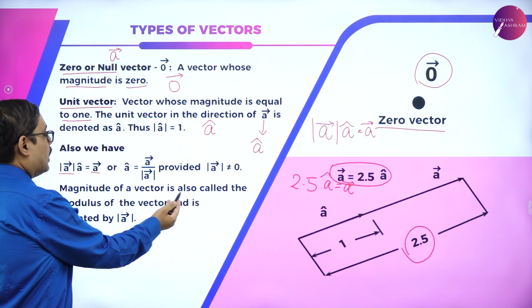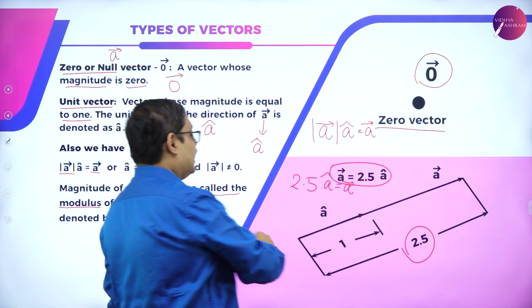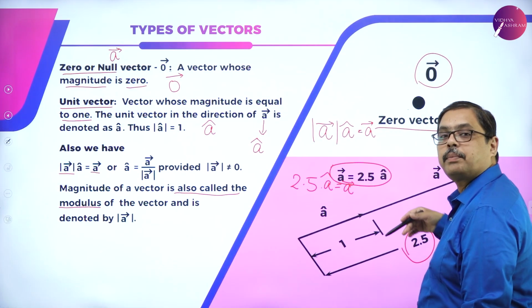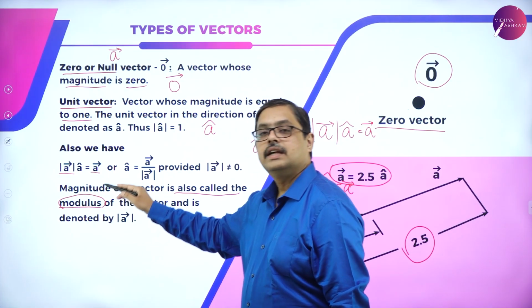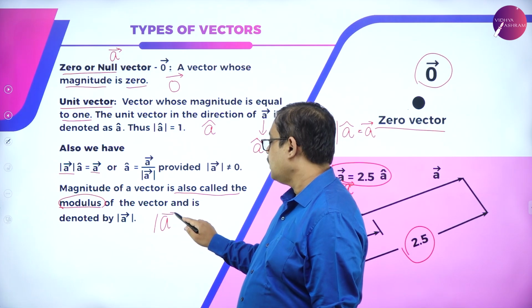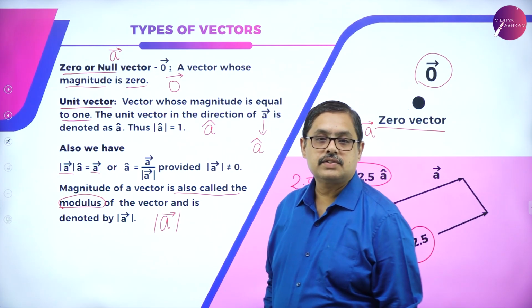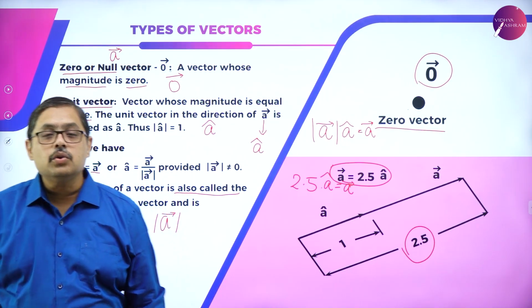The magnitude of a vector is also known as the modulus. So, whatever the length of the vector is, which represents the magnitude, it is also called the modulus. That magnitude or modulus is represented by writing the vector within two straight lines. Okay. So, this is a zero vector and a unit vector.